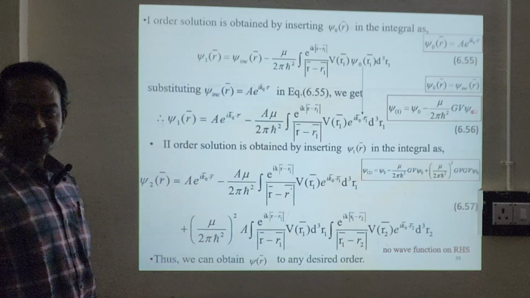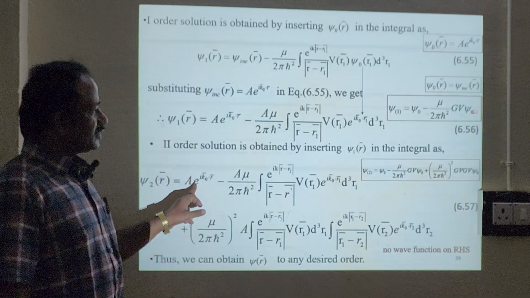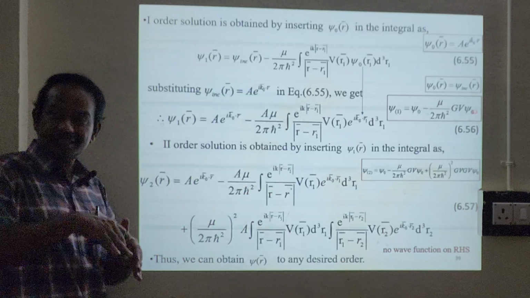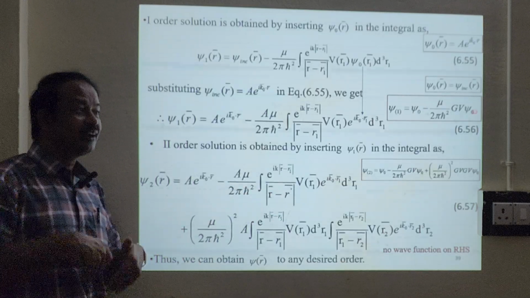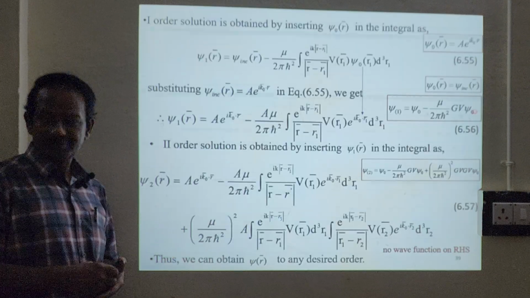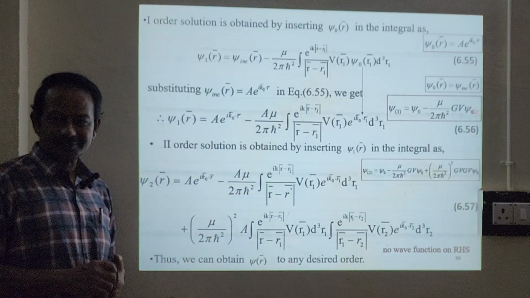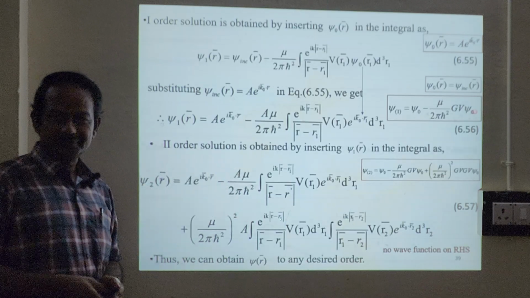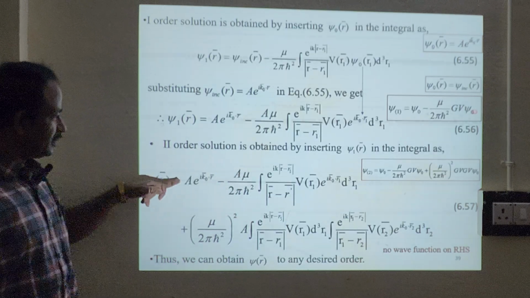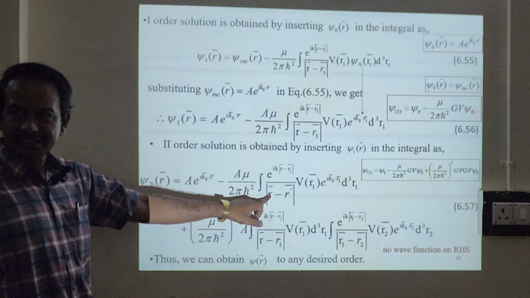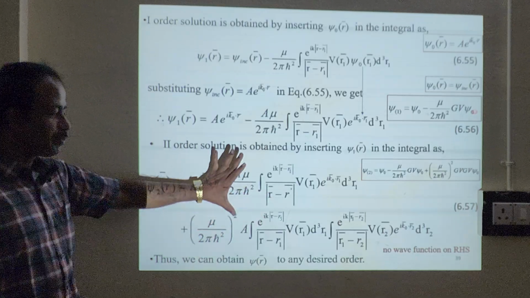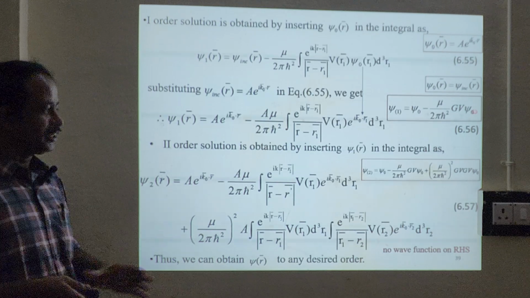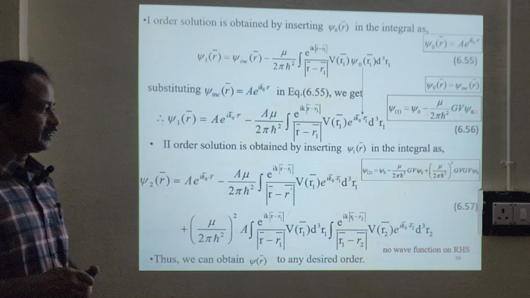Now look at this equation. There is no wave function on the right hand side. Earlier in all the expressions we had the wave function on the right hand side itself. Now there is no wave function at all on the right hand side. We have the wave function only on the left hand side. So this is the proper solution. So this is the desired order. For any series we can apply this.